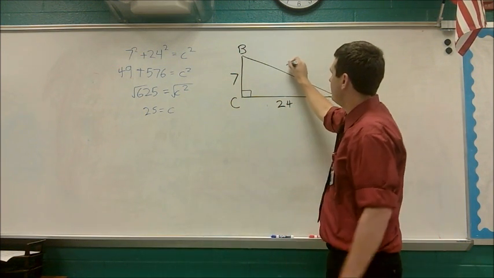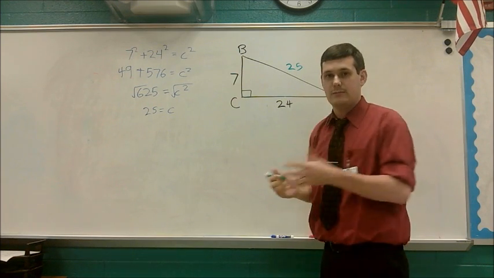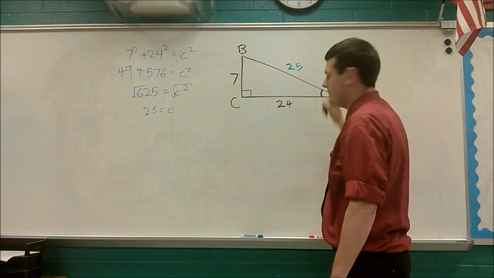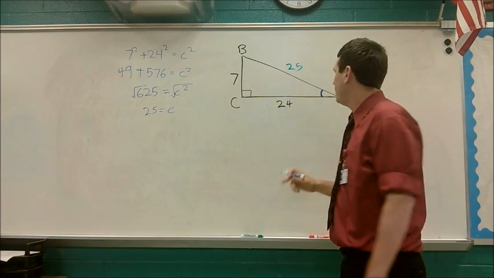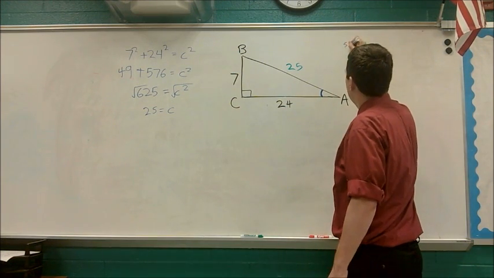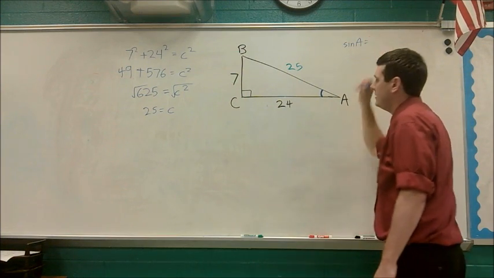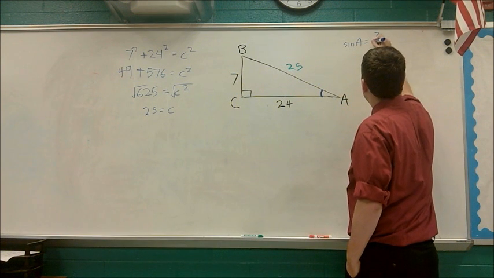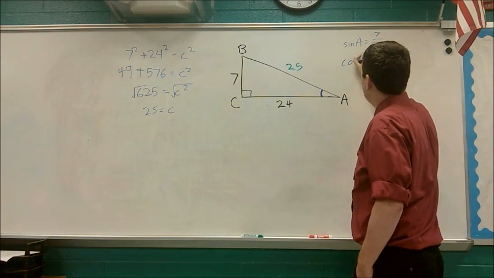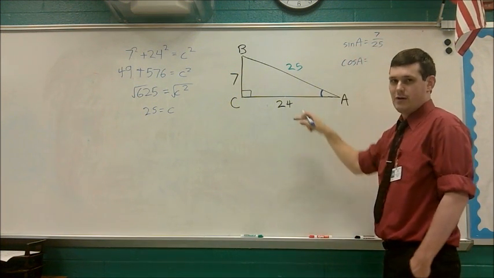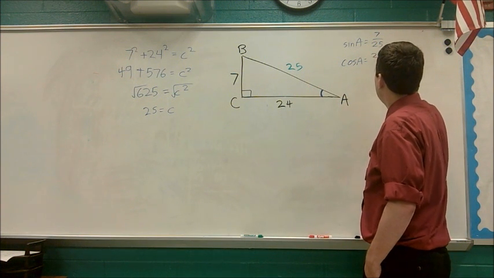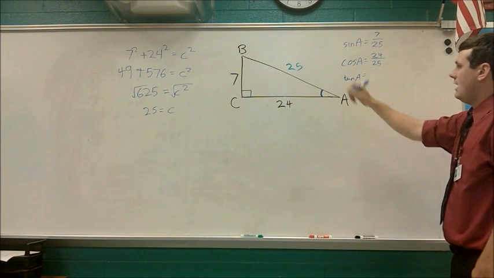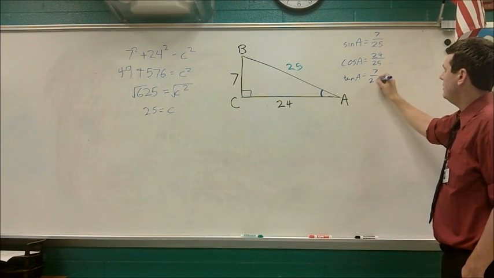All right, 25. Now it's just elementary to get the 6 trig functions because we're looking for angle A. According to angle A, sine A is opposite over hypotenuse. So that's 7 over 25. Cosine A, adjacent over hypotenuse, 24 over 25. And tangent A, opposite over adjacent, 7 over 24.